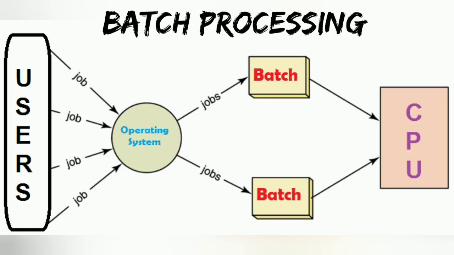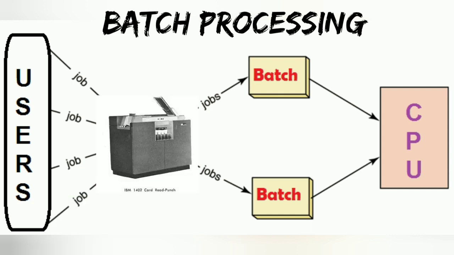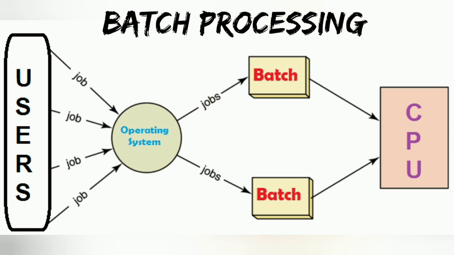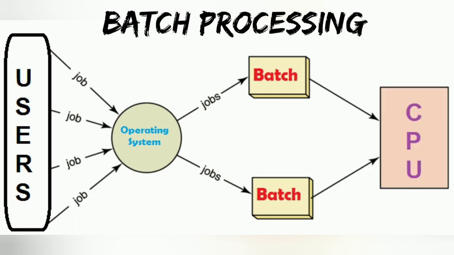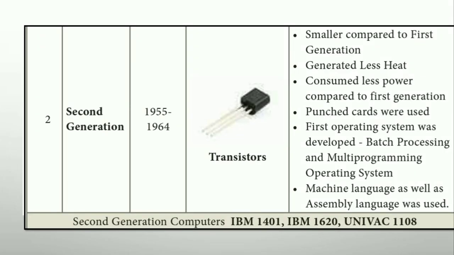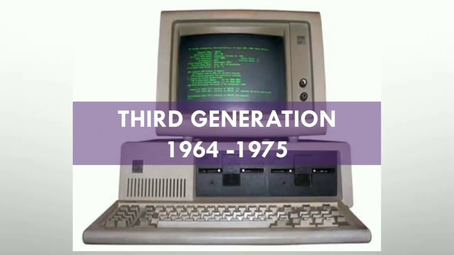Let's see what batch processing is. Users will generate the job using punch cards and leave these punch cards with the card reader. The card reader will schedule the jobs into batches, and later the batches will be sent to the CPU for execution. They also used machine language as well as assembly language. And later they introduced the third generation.